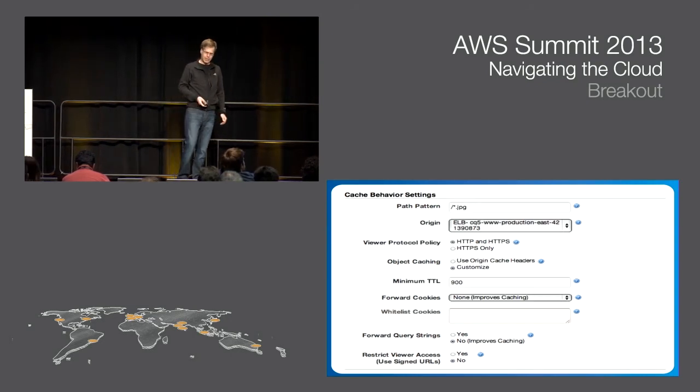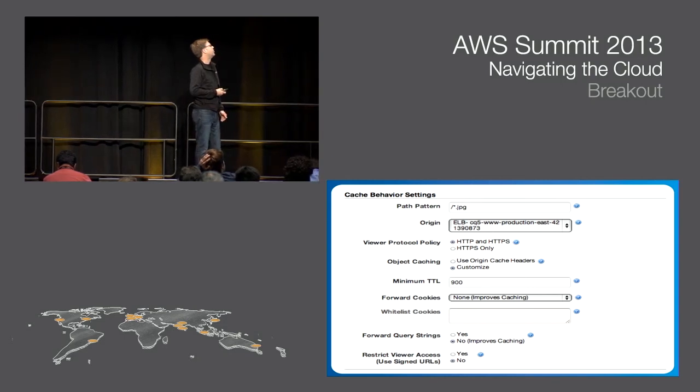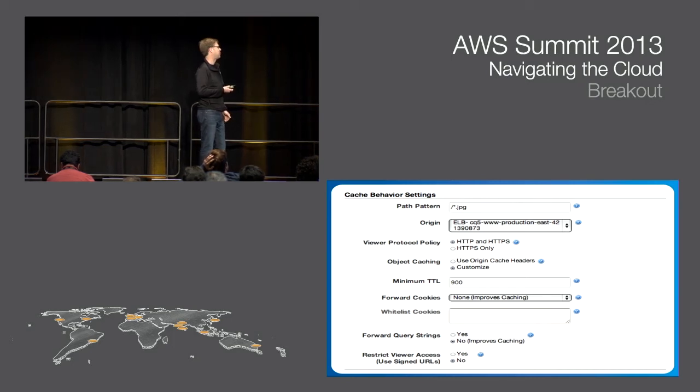Here's the example for images. Images tend to be a bit more static on our site. We have essentially the same rule for PNGs and GIFs and other image types. And this is a 15-minute cache TTL.